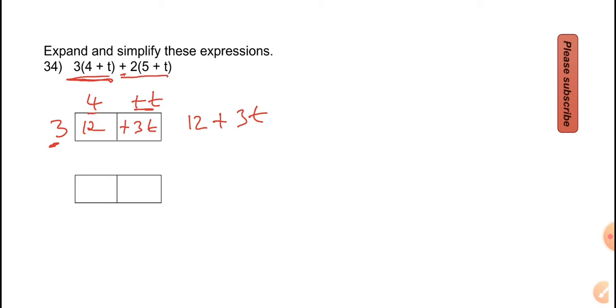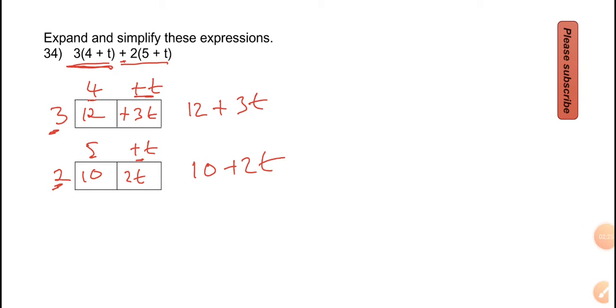So now we'll look at this bracket here. So we've got 2 outside the bracket, and then we've got 5 plus t. So 2 times 5 is 10, and then 2 times plus t is plus 2t. So the answer to the second bracket being expanded was 10 plus 2t.